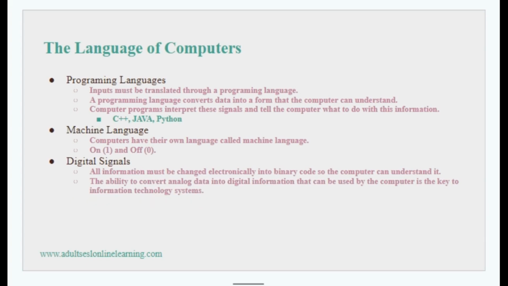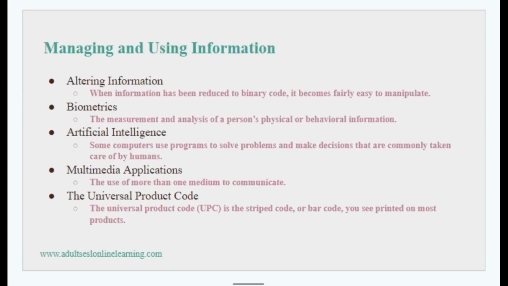The ability to convert analog data into digital information that can be used by the computer is the key to information technology systems. Managing and using information, altering information. When information has been reduced to binary code, it becomes fairly easy to manipulate. Pictures, for example, can be digitized and then altered.